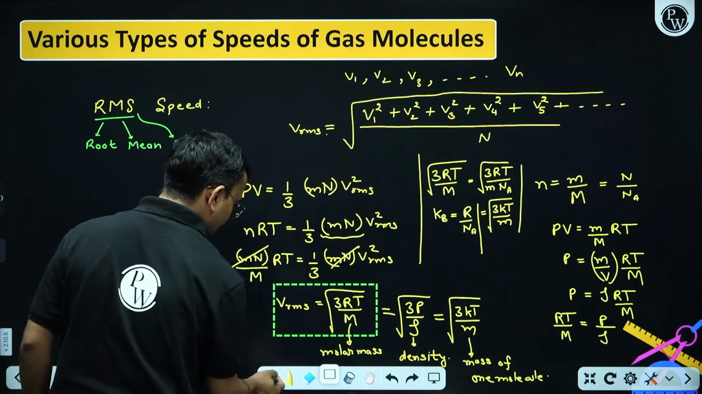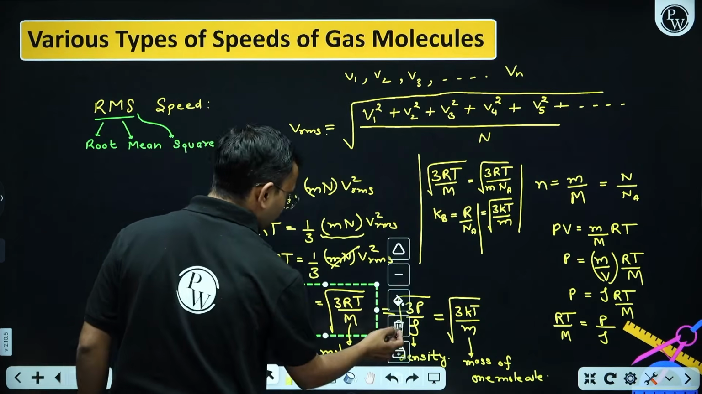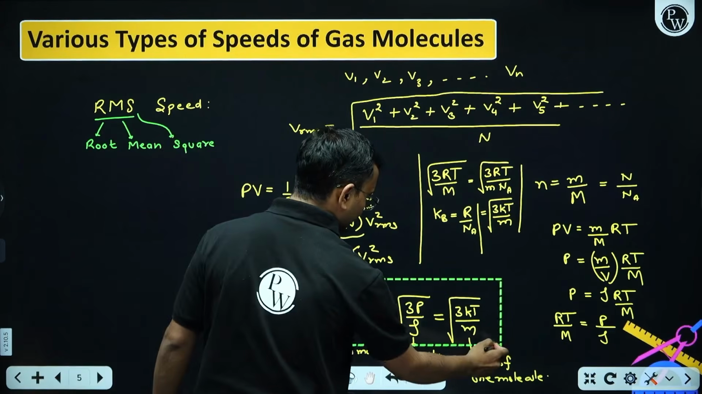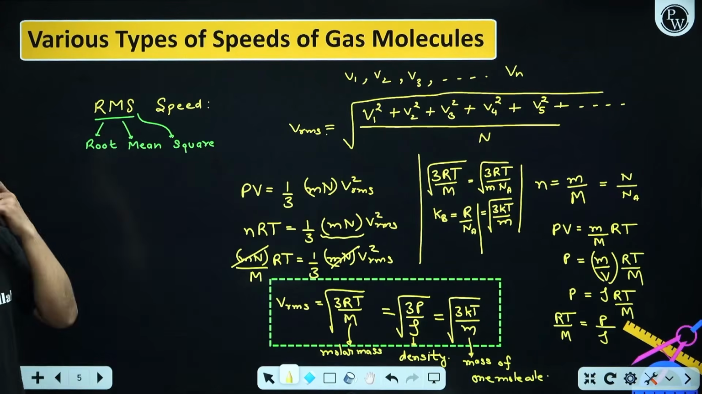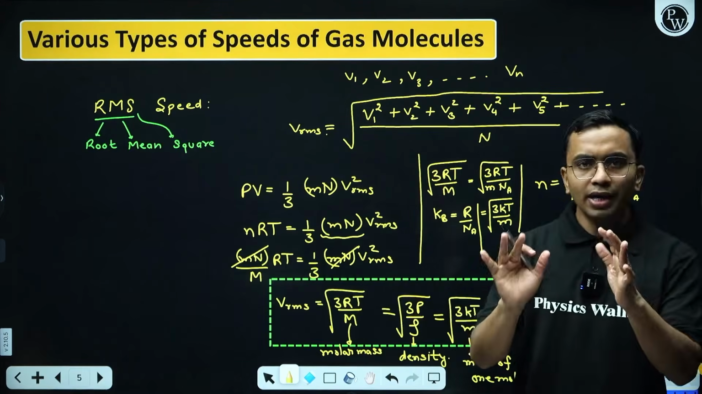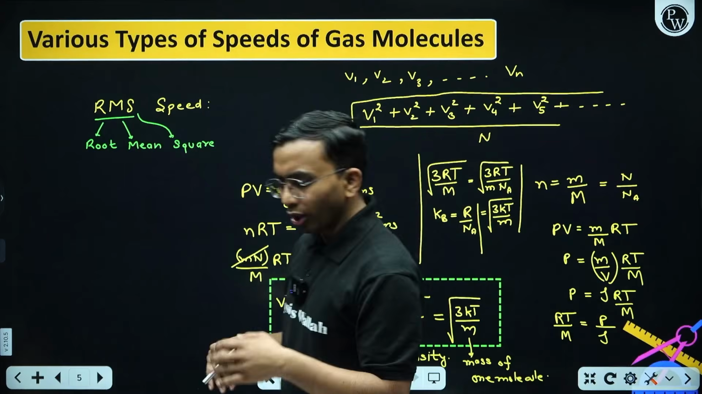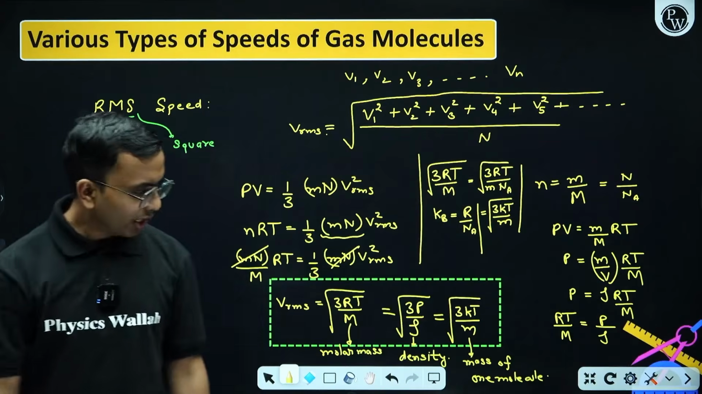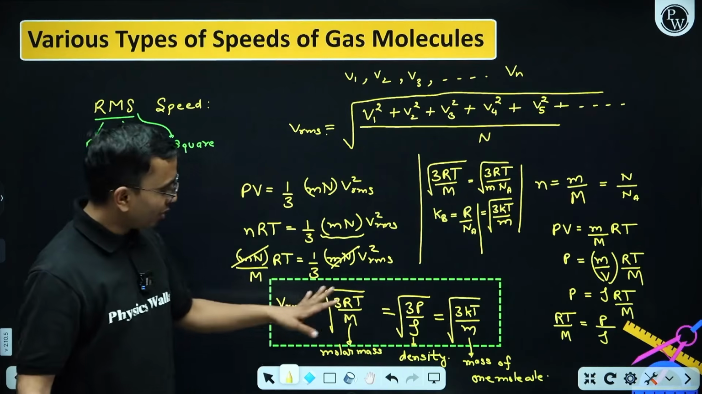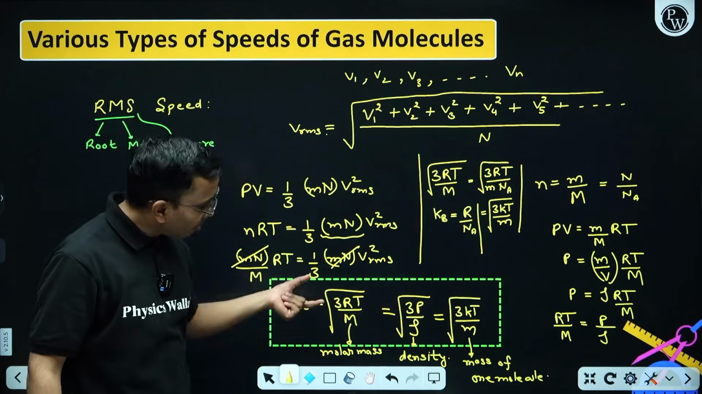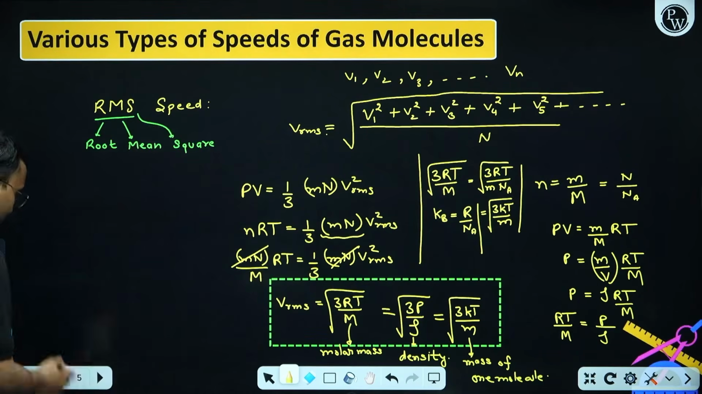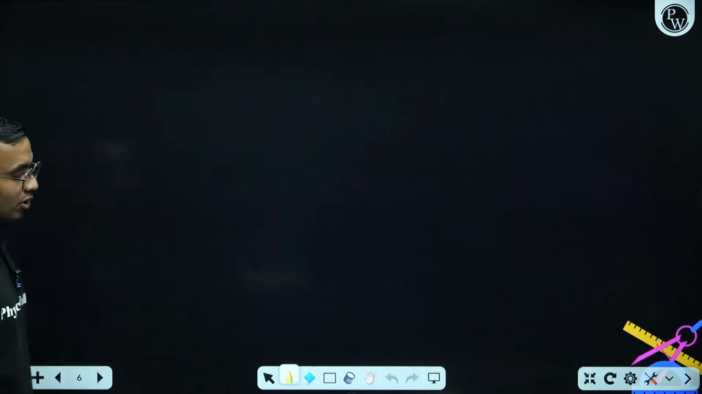Wait a minute. Remember one expression. Remember it in terms of RT by M. I remember it like this, root of 3RT by M. I remember it in terms of the molar mass and R. Now if I have to convert, I can quickly convert it. So if you do it 2-3 times, you will remember the others also. So at least remember one so that you are not confused. Remember one, 3RT by M, that's all. Now this is my RMS speed. Next is the most probable speed.